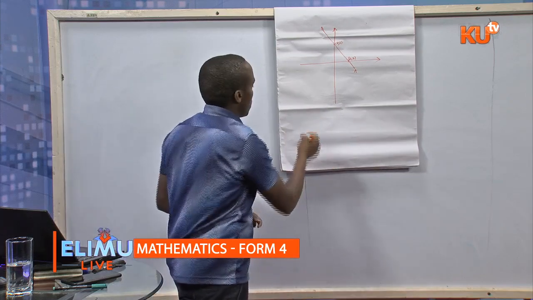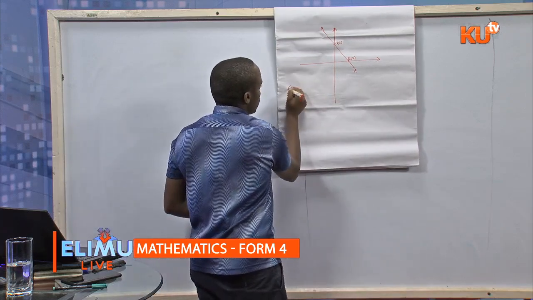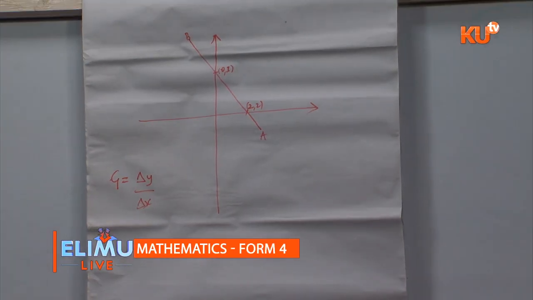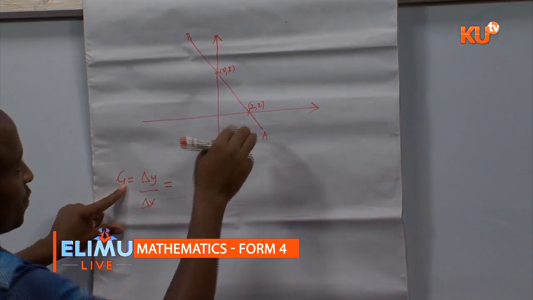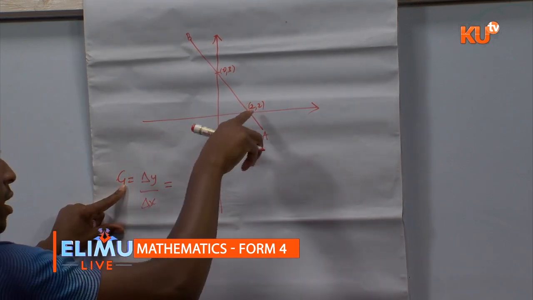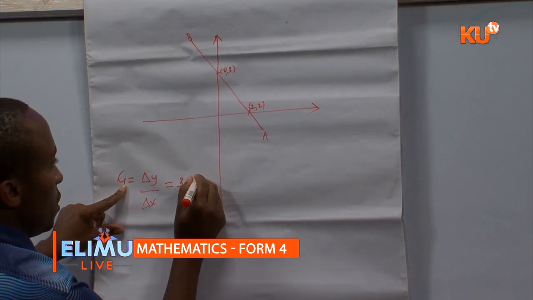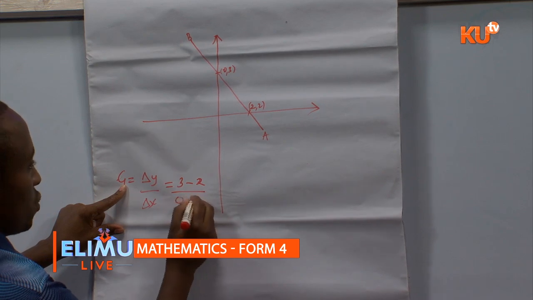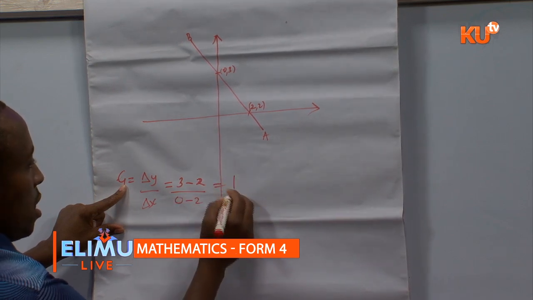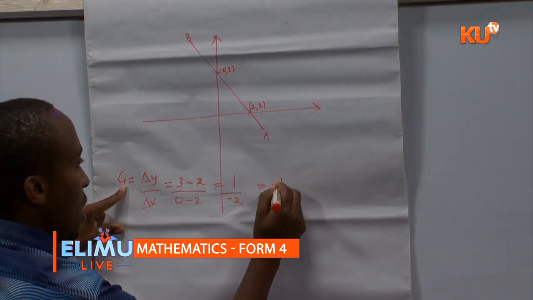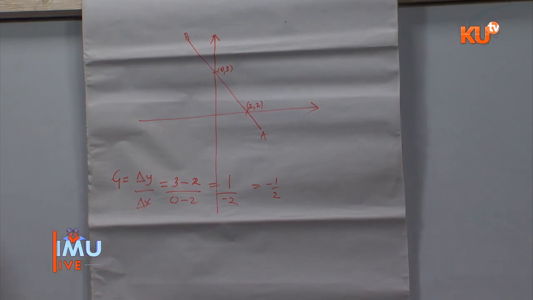So the steps follow. First is to find the gradient. The gradient of a line, as you have said, is the change of y divided by the change of x, which is very simple. I know by now you have the concept with you. So this is equals to the change of y, so 3 minus 2, divided by 0 minus 2, which is equals to 1 divided by negative 2. So the gradient is equals to negative half for that line.